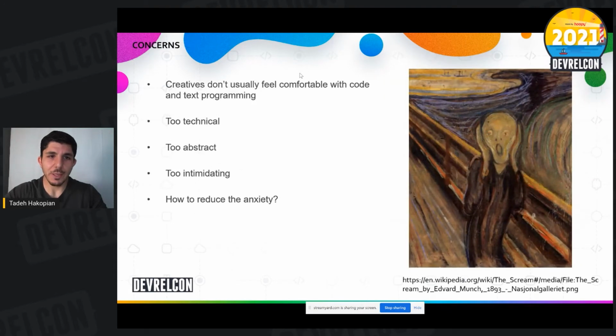And the concern I had was that creative people of any stripe, even if they're very sophisticated in what they do, and have a lot of education and training, may not feel comfortable with code and text programming. Maybe it looks too technical, abstract, intimidating, like, what is this? This is the Matrix. That's how a lot of people feel.